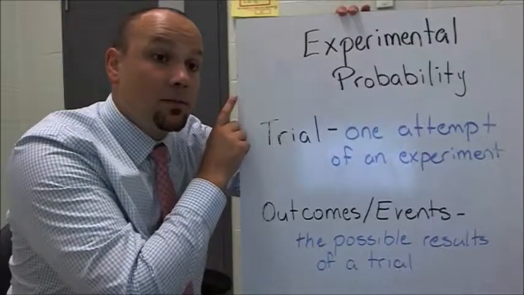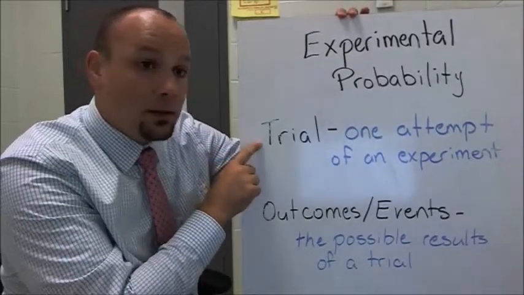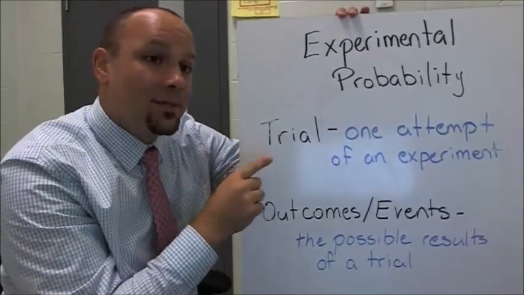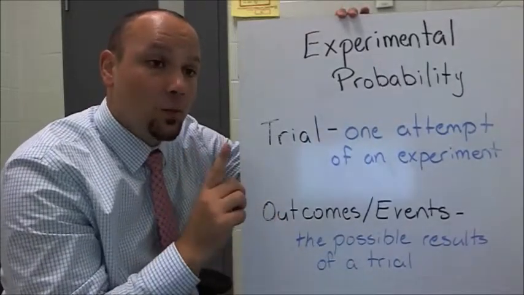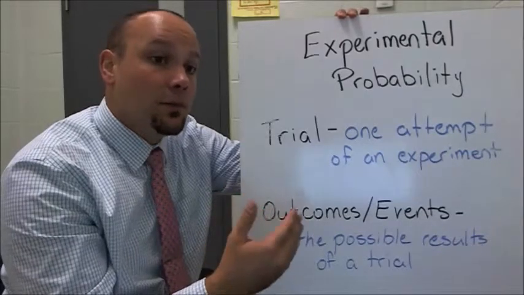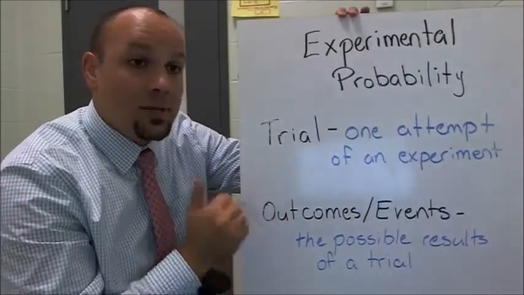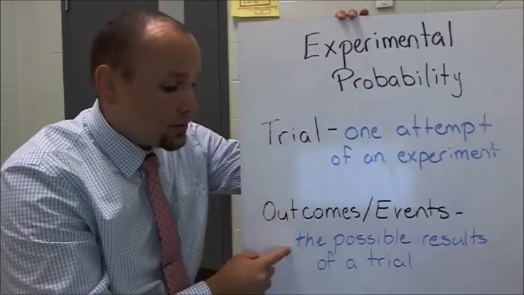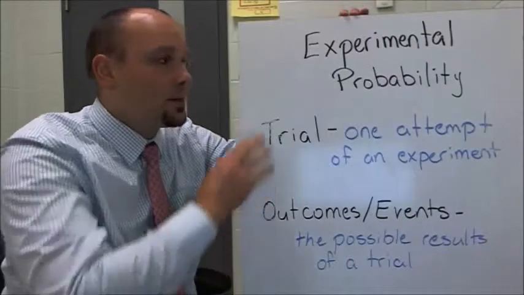So in experimental probability, we need to be familiar with some language. Trial means one attempt of an experiment. So in our case, one toss of a coin, that's one trial. Outcomes or events are what results from those trials or what could result. So in our case, that would be heads or tails. Those are the possible results, also called the outcomes or events. Okay?